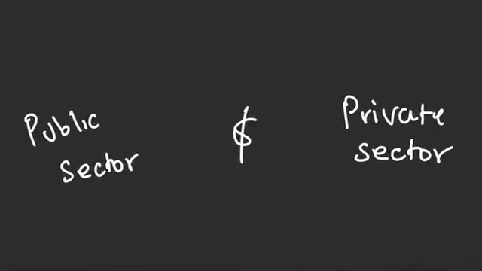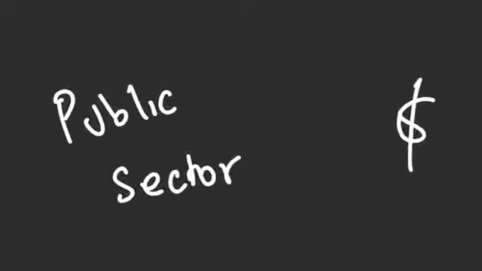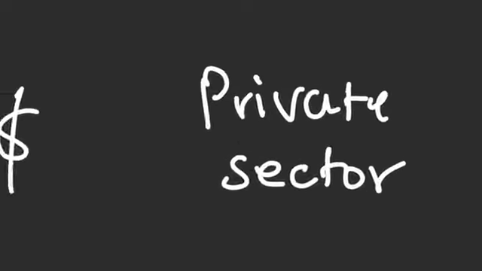Firms. Classifications of firms: we have primary sector, secondary sector, and tertiary sector. We then have the public sector and private sector, and the public sector is owned by the government and the private sector is run by individuals and owners.